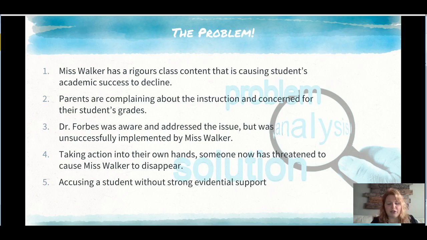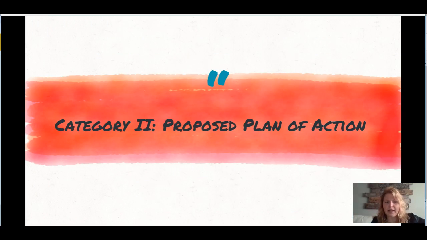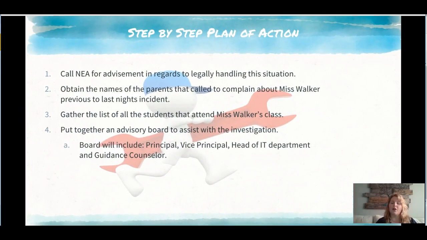So here's our situation and problem. Our next category is our proposed plan of action. The content that you see from here on out is going to be how I would analyze and synthesize and propose a plan of action to solve this situation. So we're going to start off with our step-by-step plan of action. I have 12 steps. So here you'll see the first 4.